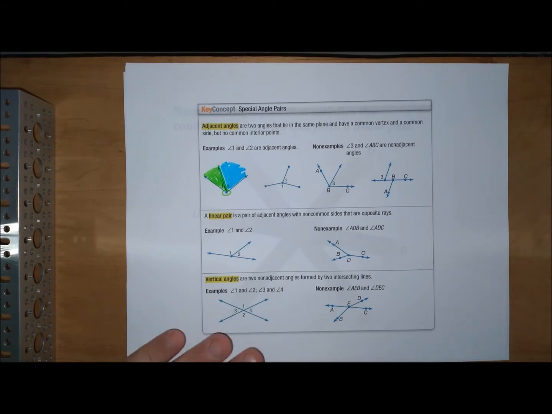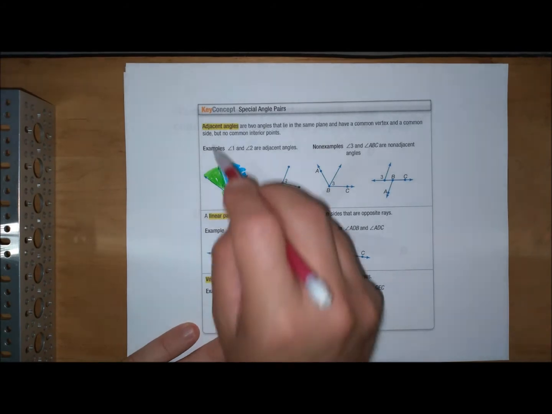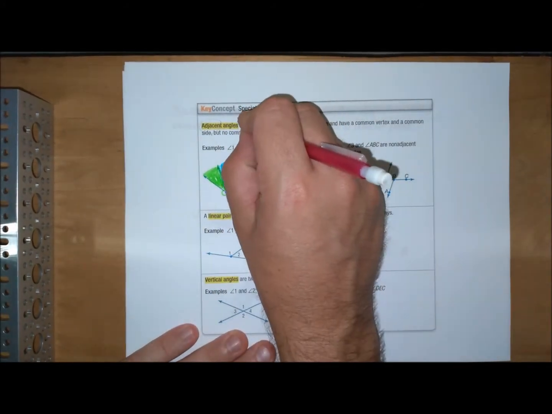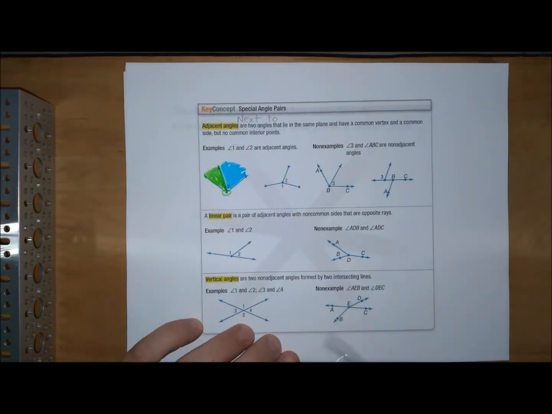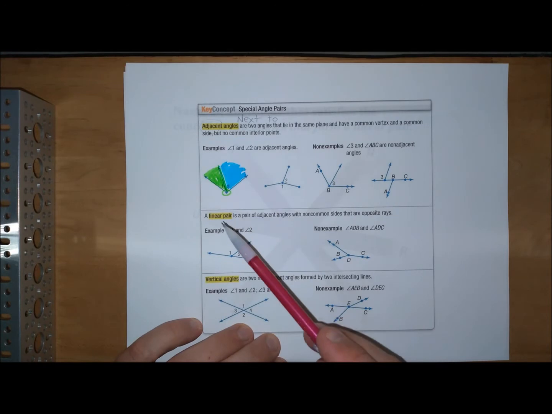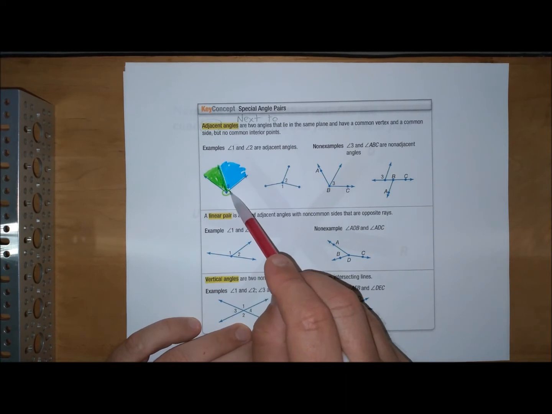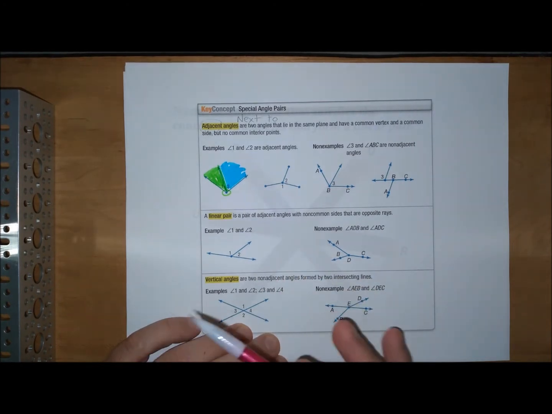So here's another example. Angles 1 and 2 here are adjacent angles. The word adjacent, by the way, what does that mean? Adjacent, you can think of as meaning next to. Okay, that'll help you remember this. So these angles are next to each other, but it's not enough that they merely be next to each other. They also have to have all of these conditions. They share a vertex, a common side, and they don't have any interior points in common or overlapping.